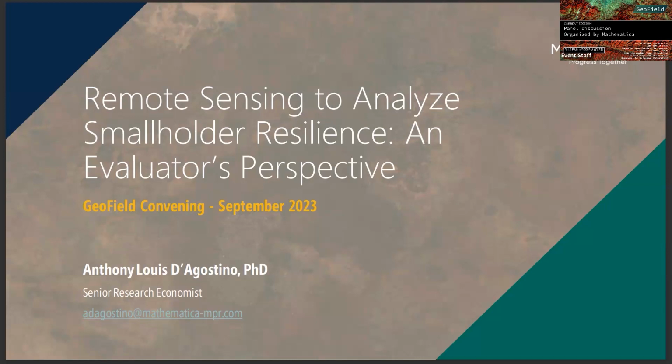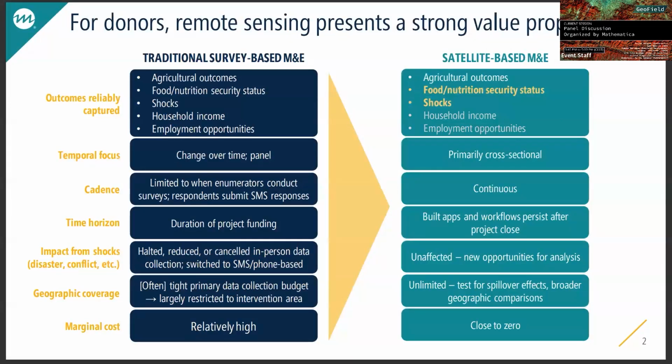Anthony is a senior researcher at Mathematica. He has a PhD in sustainable development from Columbia and uses remote sensing in evaluations. So if you can share some thoughts about challenges and opportunities in conducting impact evaluations.